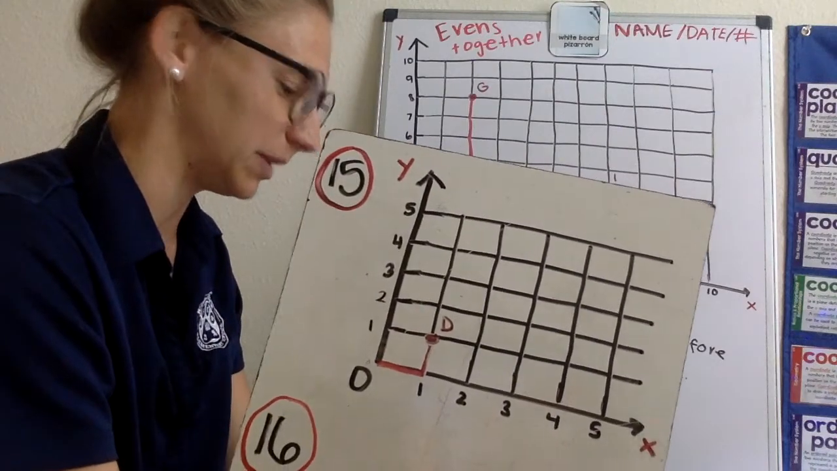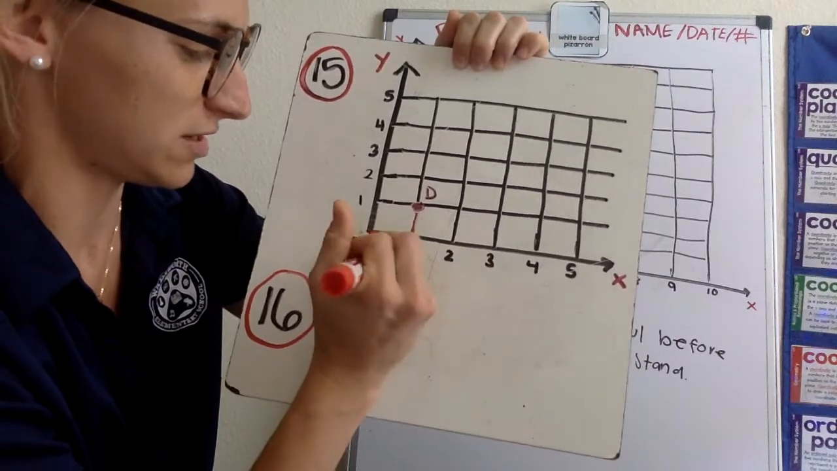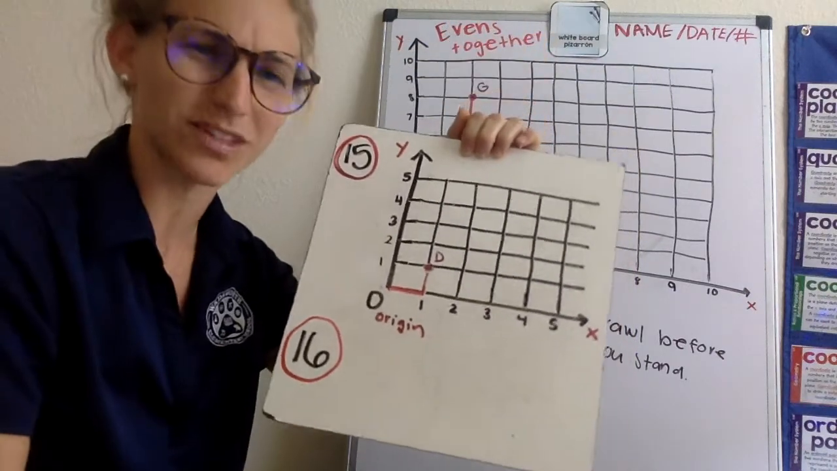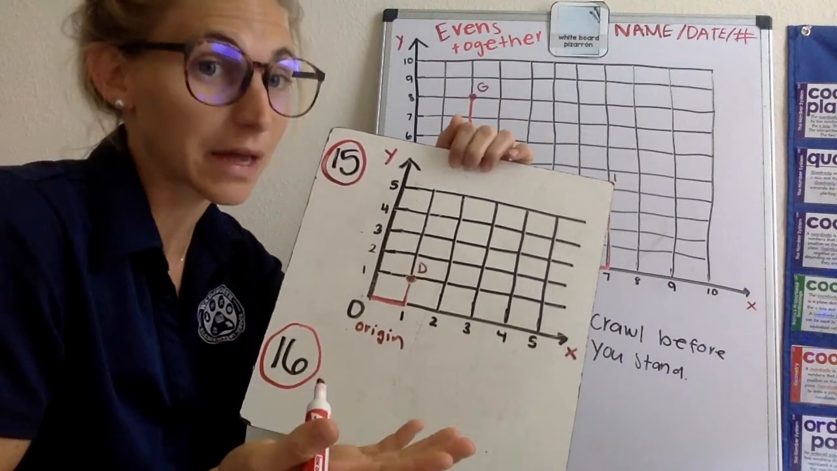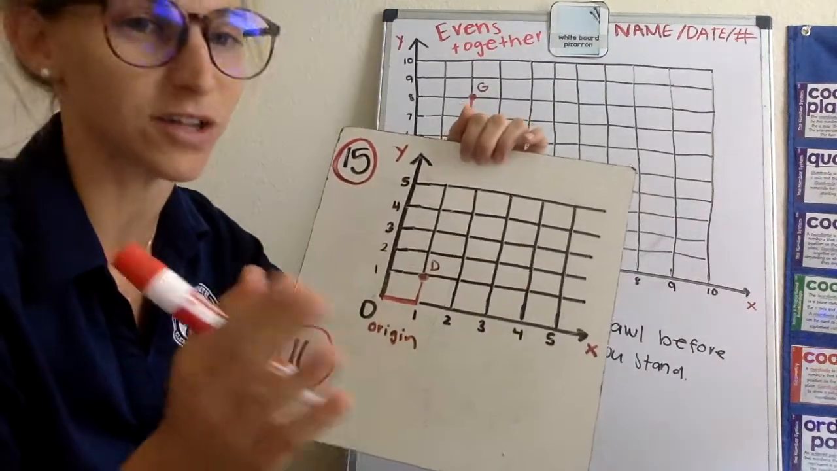Then it says we need to plot E, which is 4, 1. Start at the OG, the origin. And again, I'm going to write that down at the bottom. So when your parents ask, what's OG? You say, well, Mom, mathematically, it's the origin. But in our class swag we got going on, it's OG.